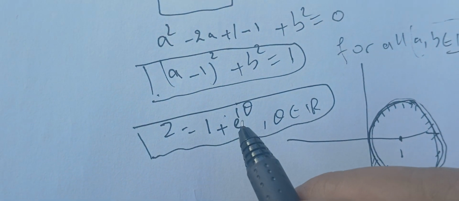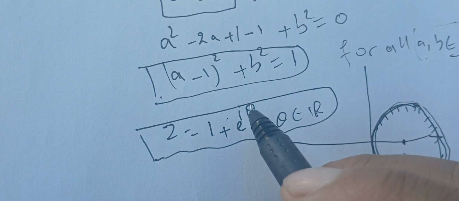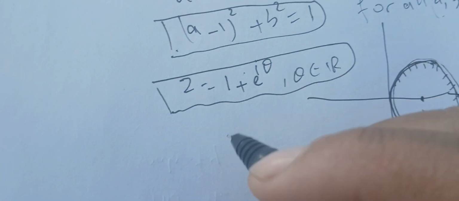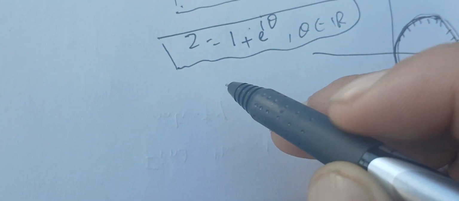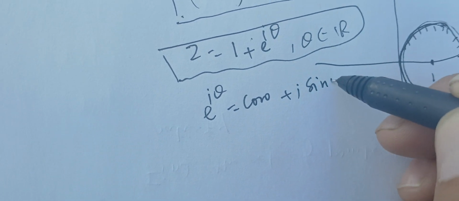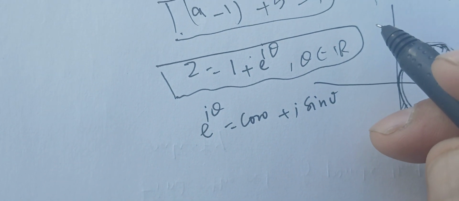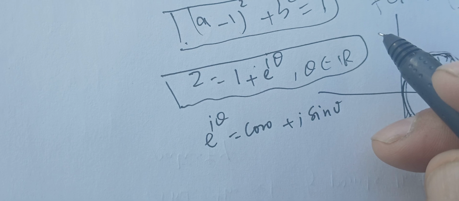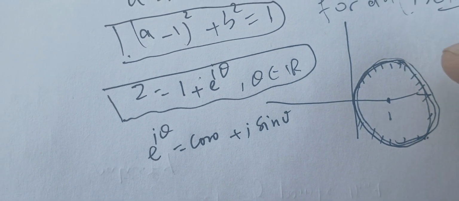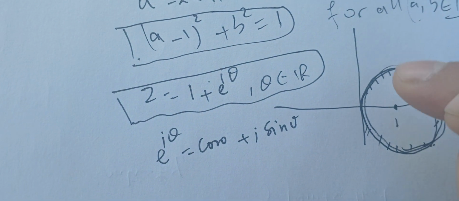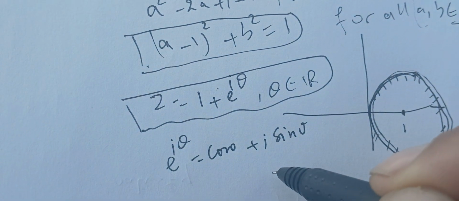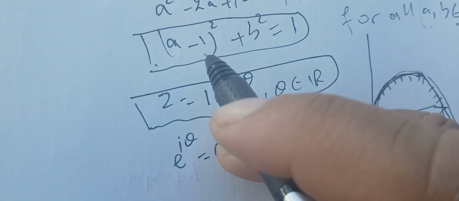To see that, try to plot this one here by setting e to the i theta using the Euler notation. e to the i theta is cosine theta plus i sine theta. Once we do that, we clearly see that we have the same thing. We have this circle here centered at 1, 0, and having radius 1. So this is one way of finding the solution.